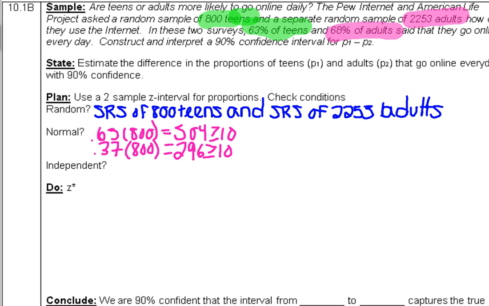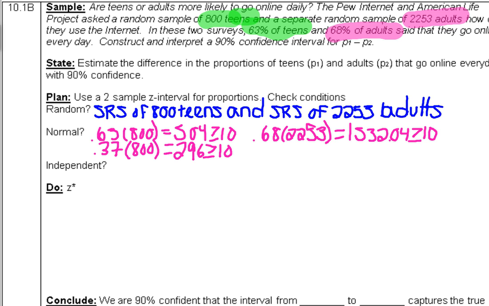Now we have to look at our adult sample. So 0.68 times 2,253. And this gives us 1,532.04, which is also greater than or equal to 10.